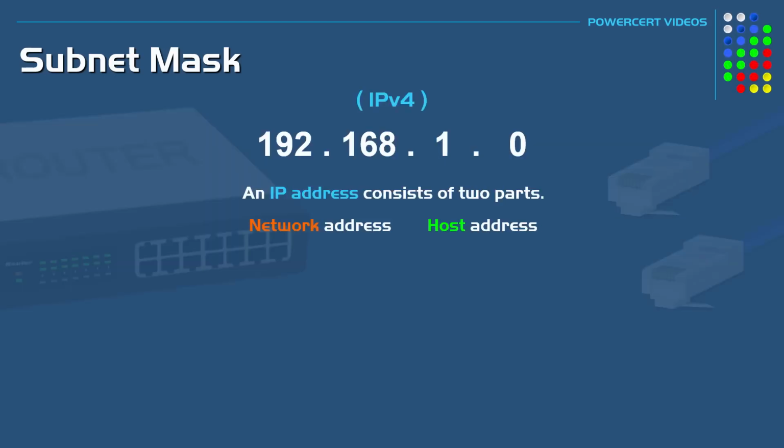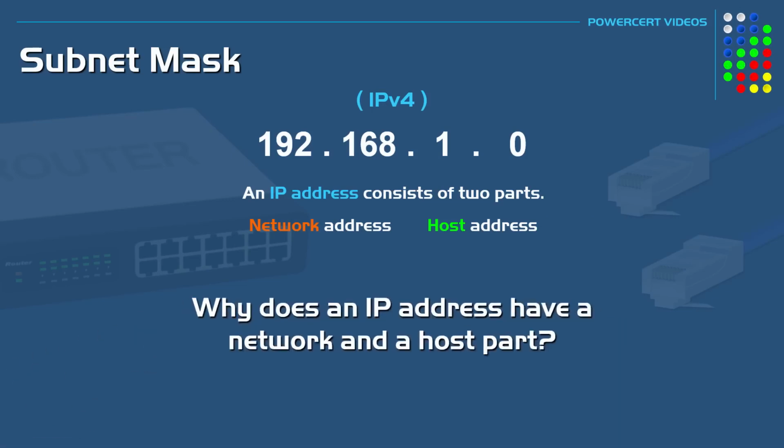So another question is, why does an IP address have a network and a host part? Why can't it just have a host part to uniquely assign each device an IP address? So why does it have a network part also? Now, the reason for this is manageability. It's for breaking down a large network into smaller networks or subnetworks, which is known as subnetting.